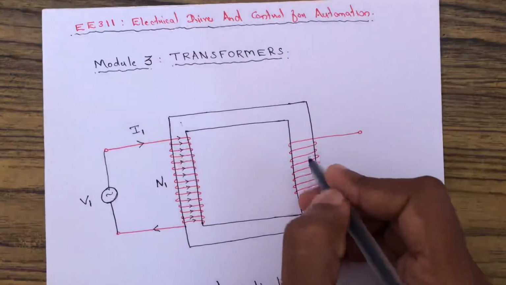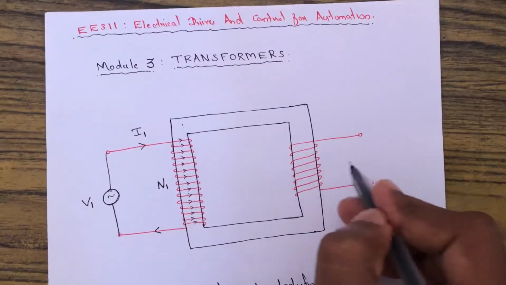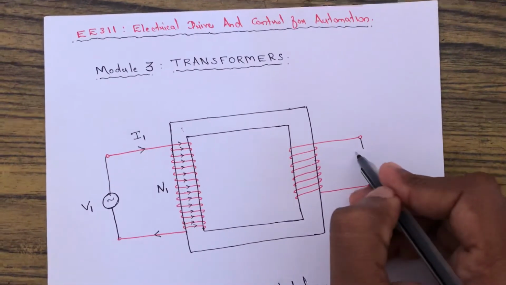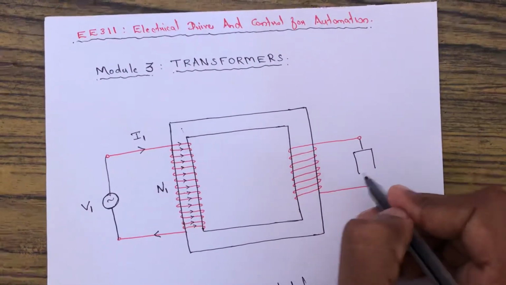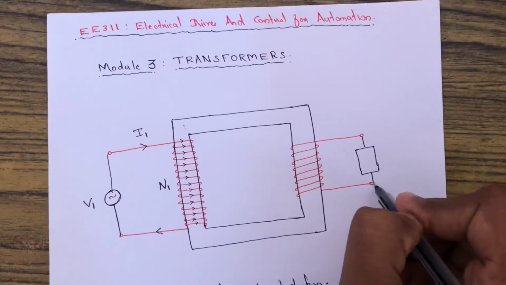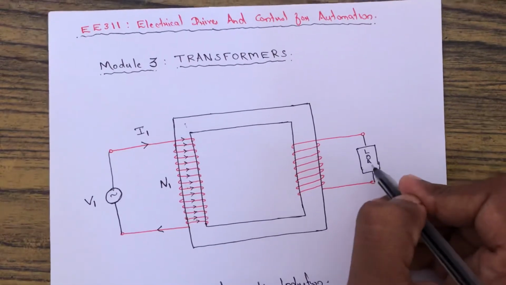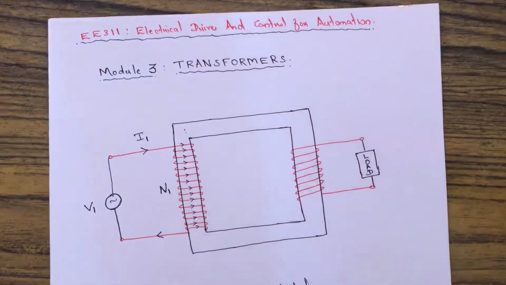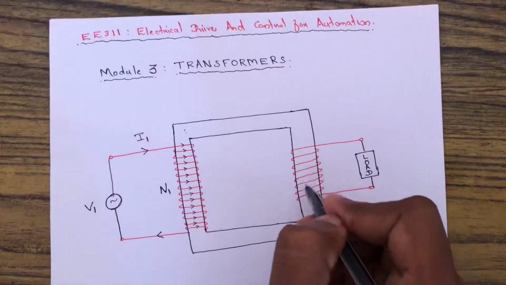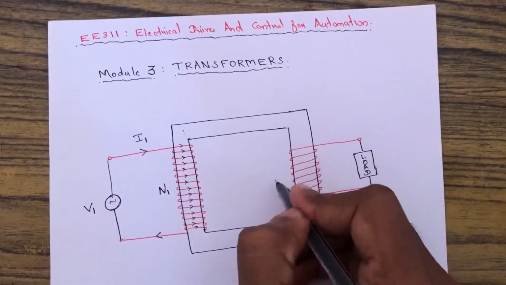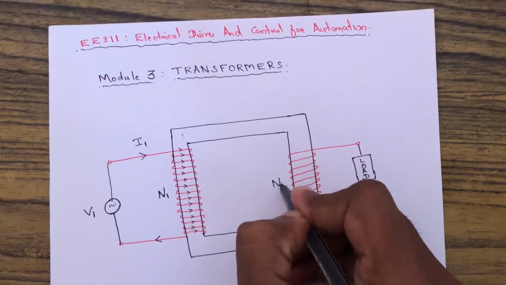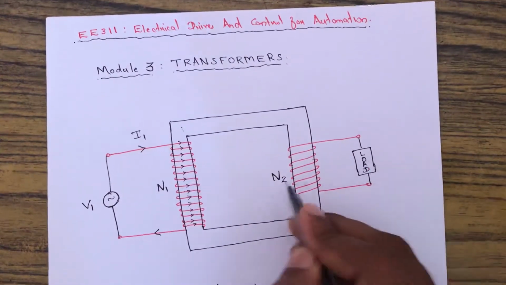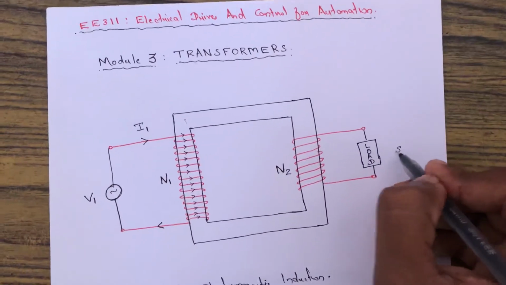On this side, let us say we are connecting the load across this winding. Let the number of turns in this winding be N2. The winding connected to the load is called the secondary winding.